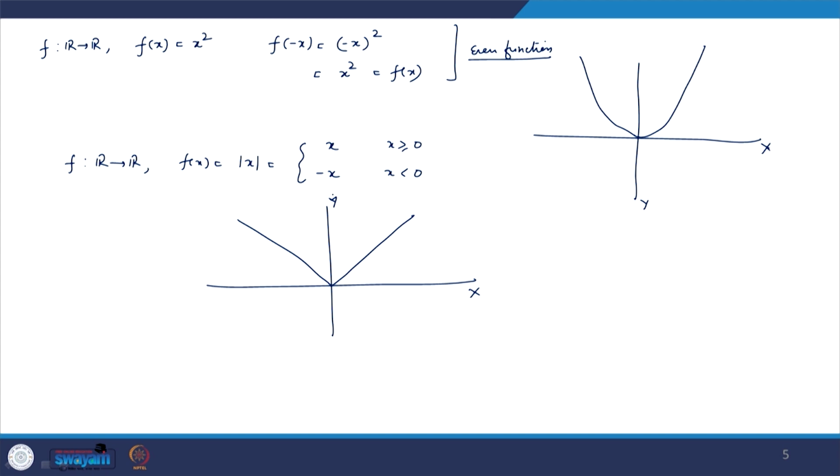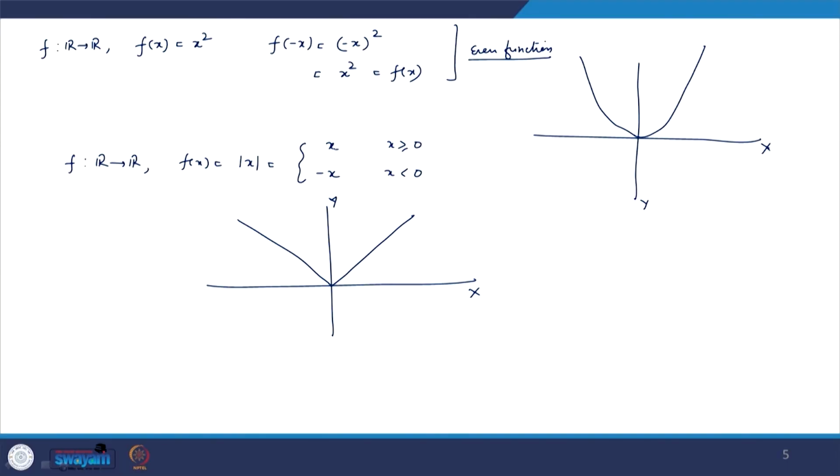Okay. And of course, what is the domain of this function? Domain is the entire real line, that is R, and what is the range of this function? Range of this function is the closed interval 0 to infinity, because 0 is included, because when x is 0 it is 0.